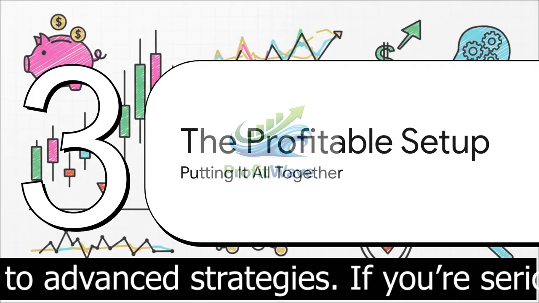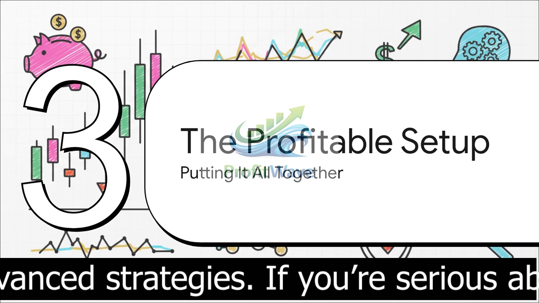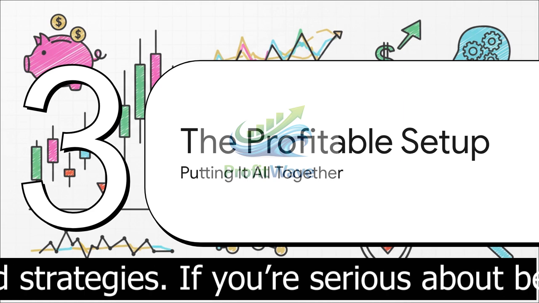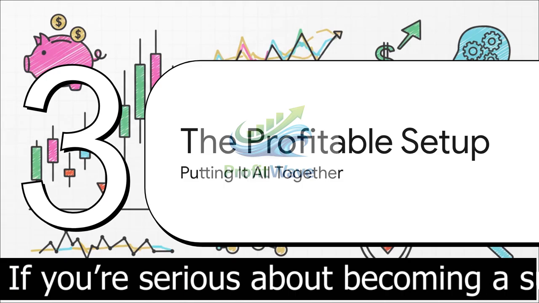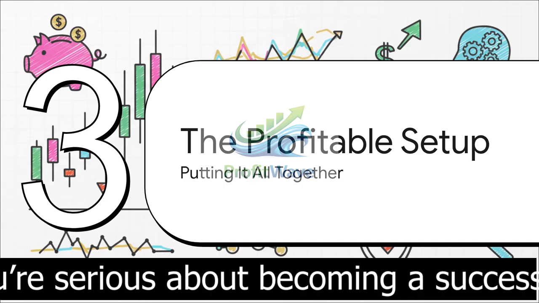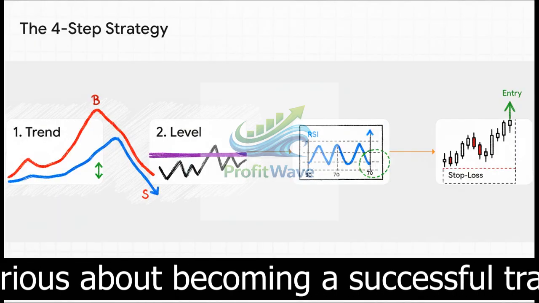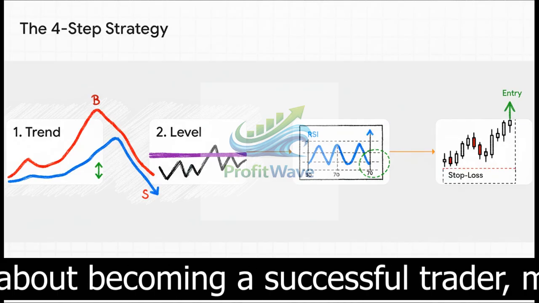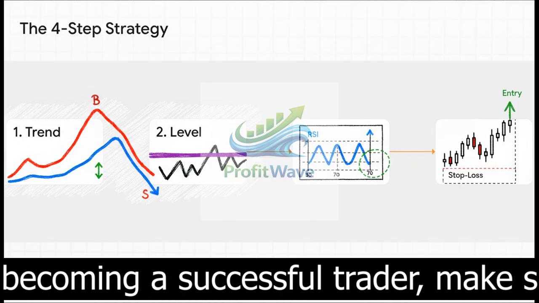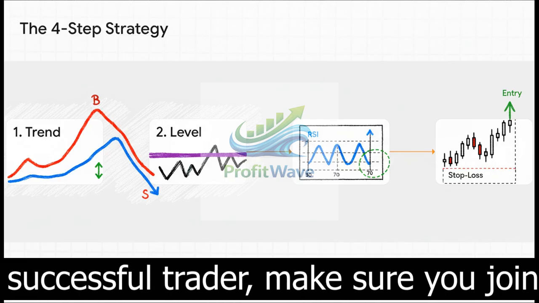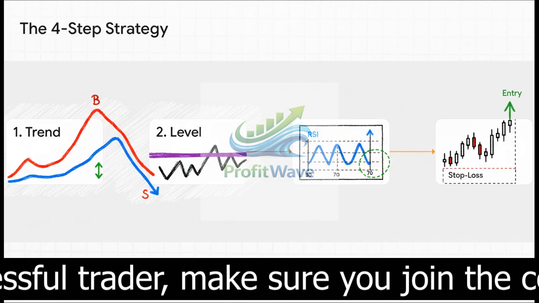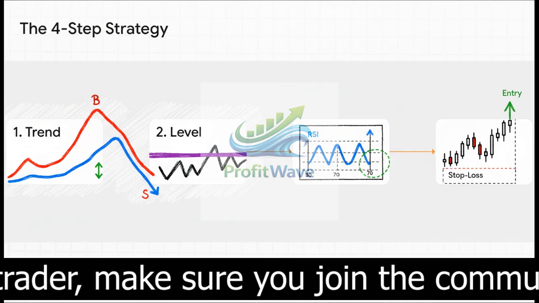All right, so we've broken down each tool one by one, but now for the magic. Let's put all 3 of them together into one simple, structured, and repeatable strategy that you can literally start looking for today. And here it is, the complete 4-step blueprint. Step 1, check the trend. We look at the 200 moving average. Is price above it? We're looking for buys. Is it below? We're only looking for sells. Simple.